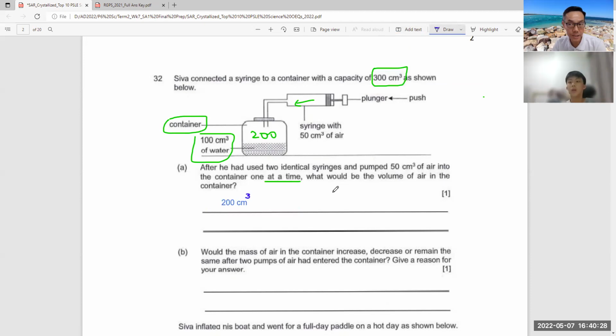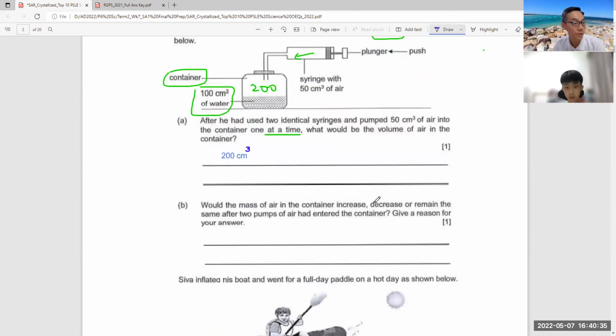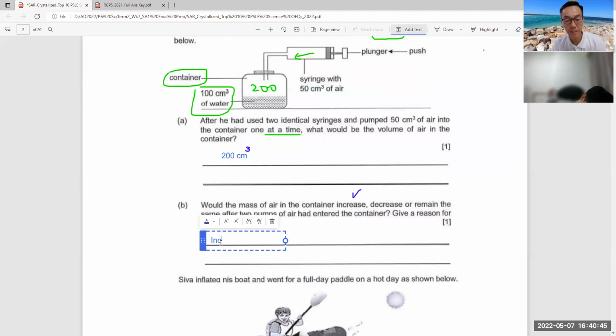Okay, there's no reason required. Just state the capacity of air inside, the volume. Okay, would the mass of the container increase, decrease, or remain the same after the pump? The answer is increase. Okay, give a reason. They say give a reason, right? So you say air is a matter. It has mass.